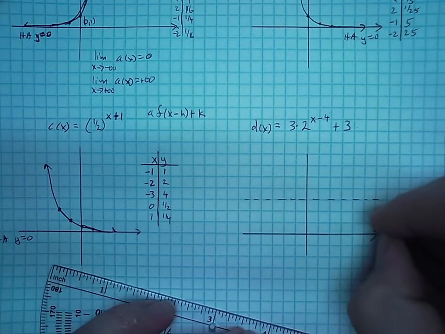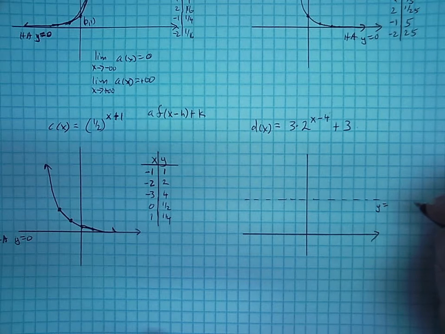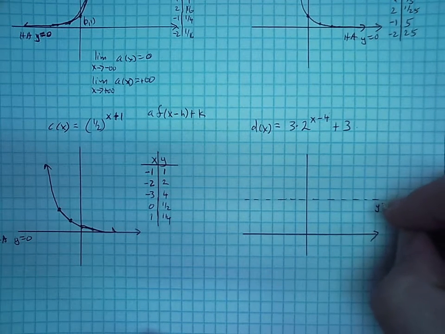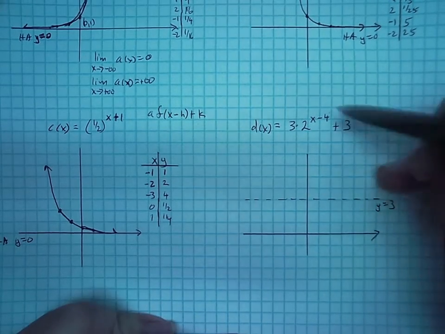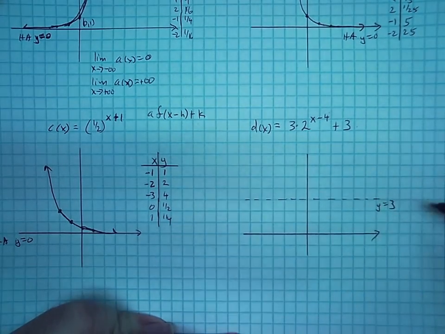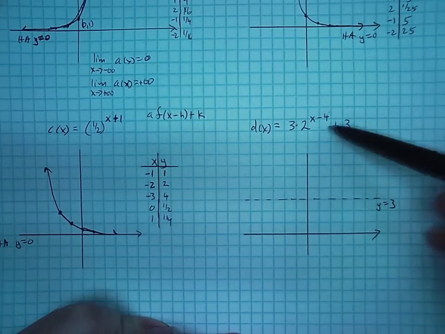So my horizontal asymptote is going to be at y. Have I been writing y equals 0 this whole time? Oh, that's right, y equals 3. Good. I apologize for my moment. So y equals 3 is the horizontal asymptote.